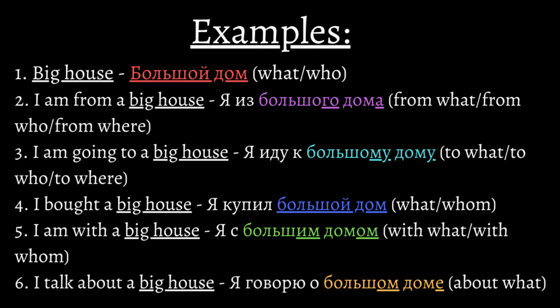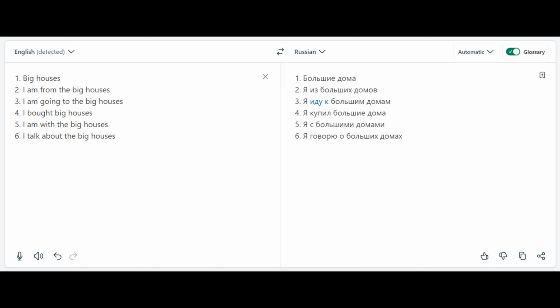Now let's see what happens when we pluralize every sentence. This is what happens when we pluralize them. Большой дом becomes большие дома. Я из большого дома is now я из больших домов. Я иду к большому дому changes to я иду к большим домам, and so on and so forth.